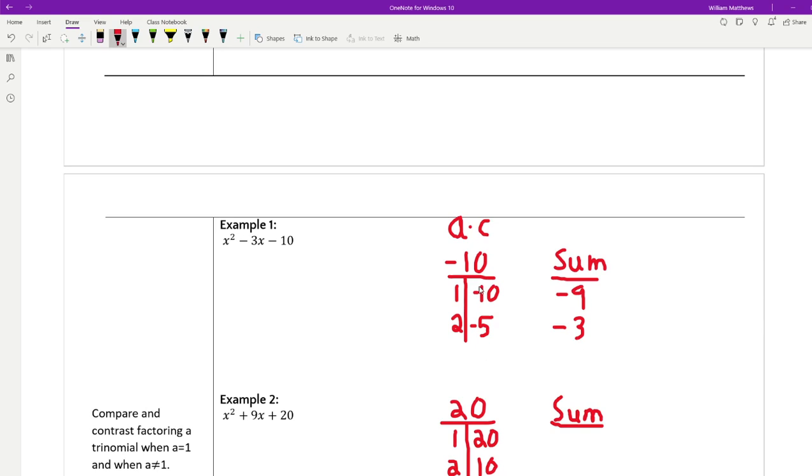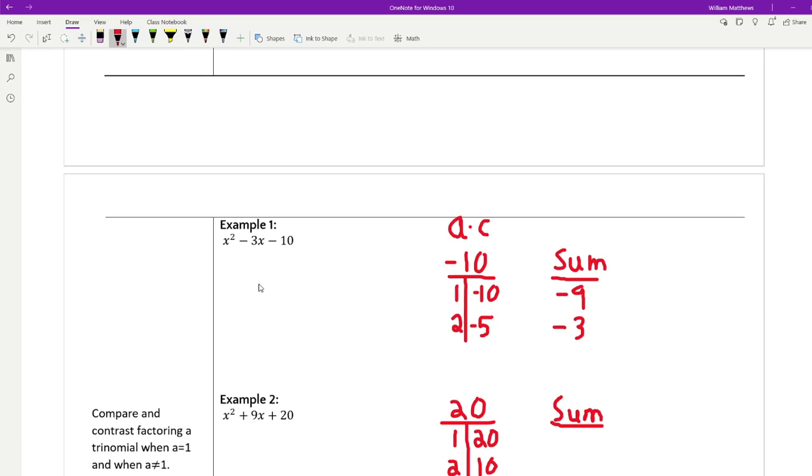The reason why I started with my larger values negative is that any time we have a negative b value and a negative c value, the larger factor of each pair is going to be the negative. As you can see, both of our sums were negative.